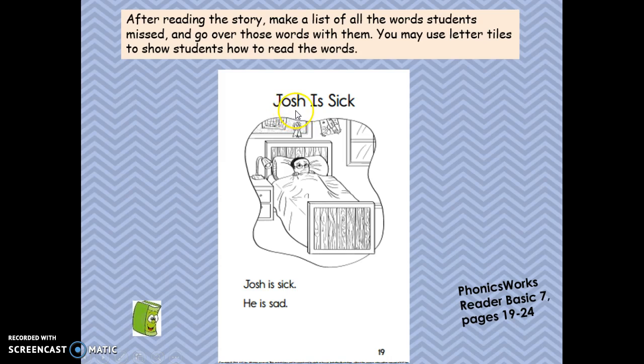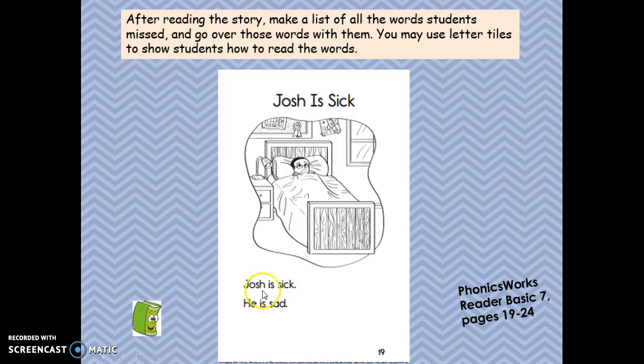Josh has the sh sound. Sick has the ck sound. You could make a list of those to go over at the end. They might also like to use their letter tiles for those as well. A good way to practice fluency and reading with expression would be to have them read that several times. You could read it today and even read it again tomorrow to review it. And then when they are really familiar with the words, they can read it with expression more.